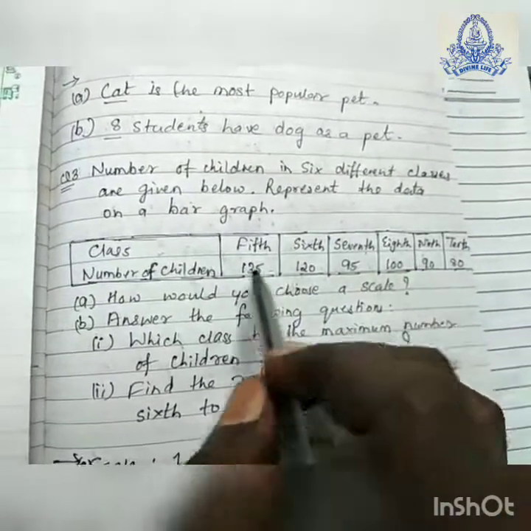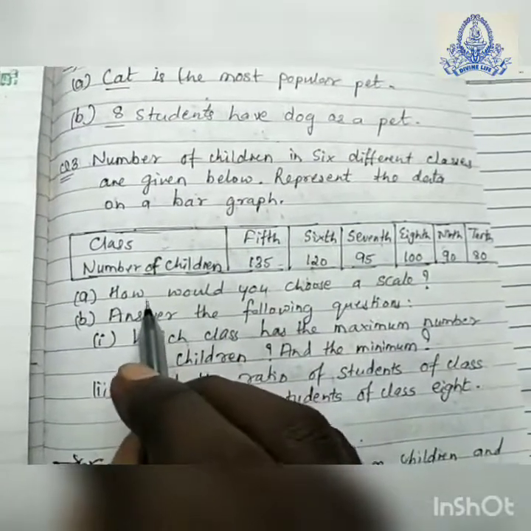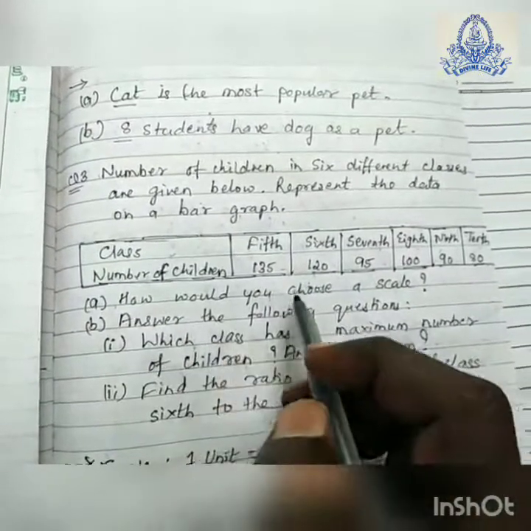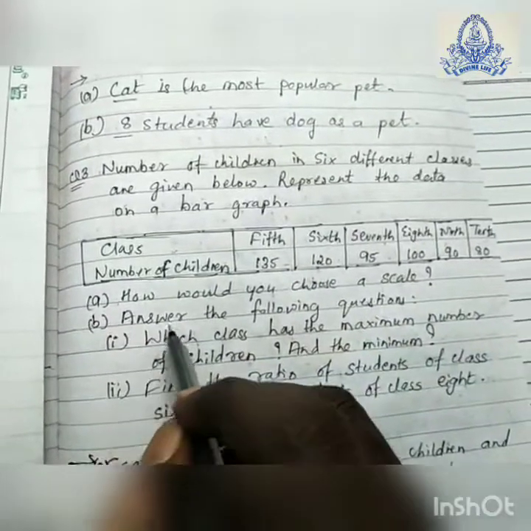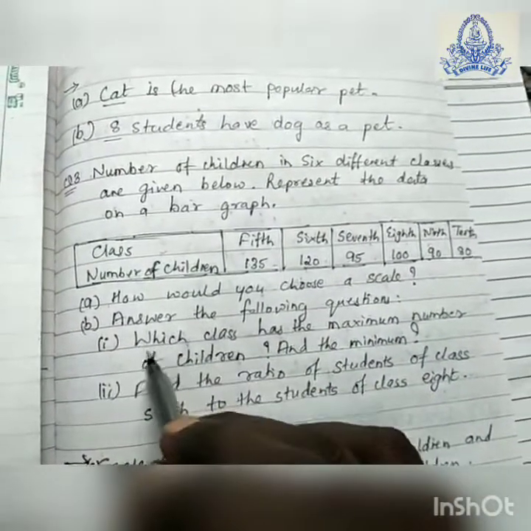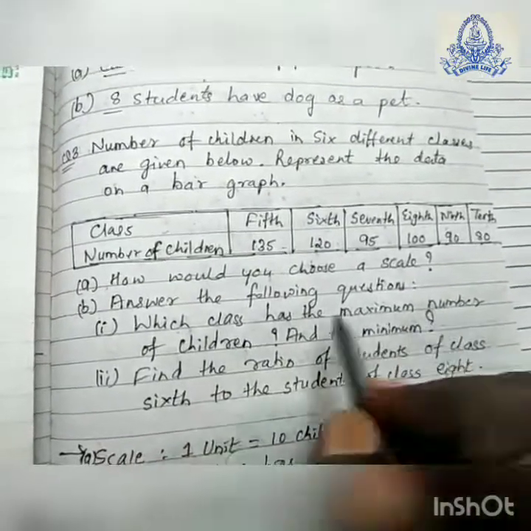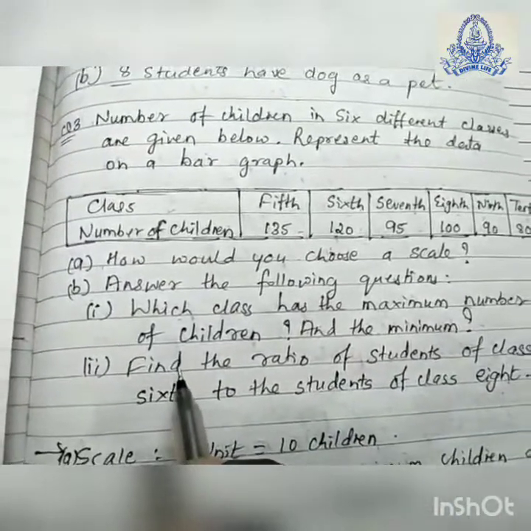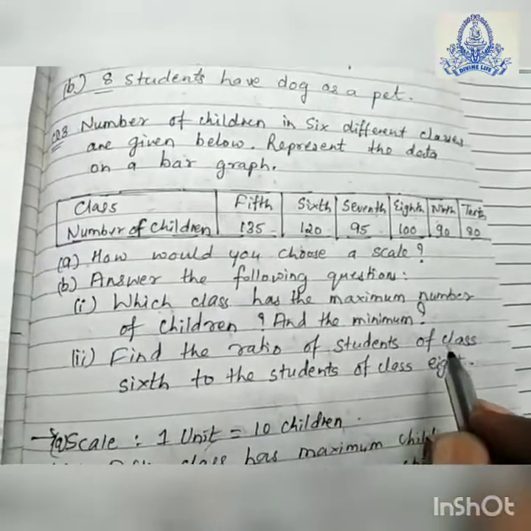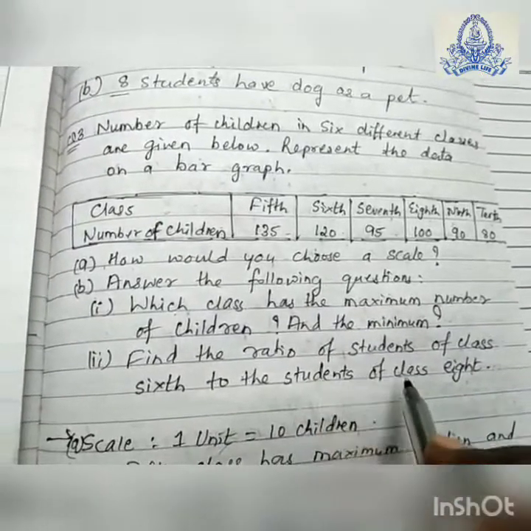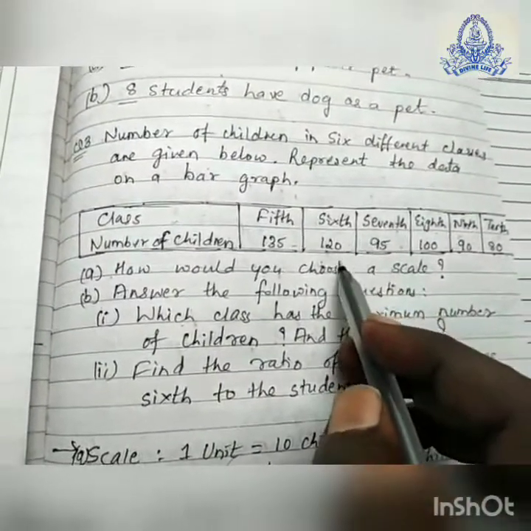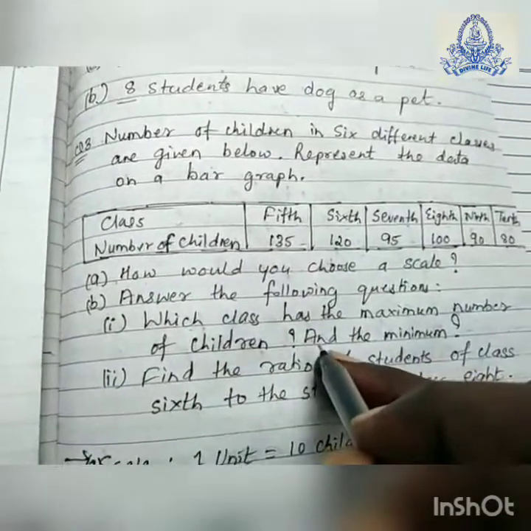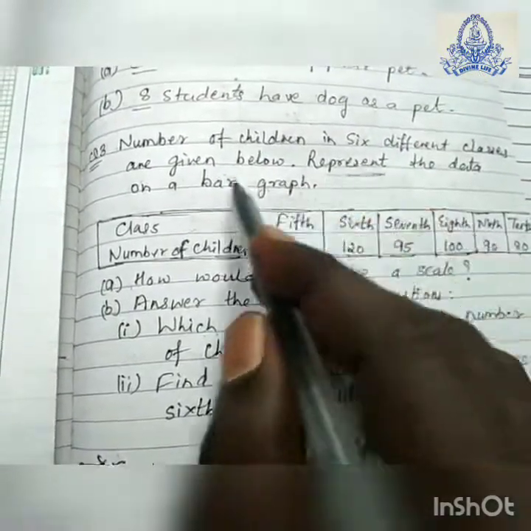First of all I am reading the question which was given, then we will start drawing the bar graph. First question, how would you choose a scale? Second, answer the following questions. First, which class has the maximum number of children and the minimum also? Second, find the ratio of students of class 6 to class 8. That means we have to find the ratio of class 6 and class 8. So before answering these questions, first of all represent this data on a bar graph.